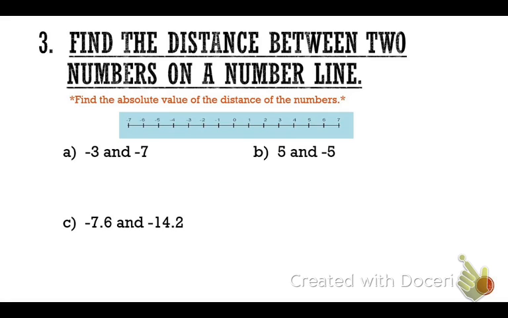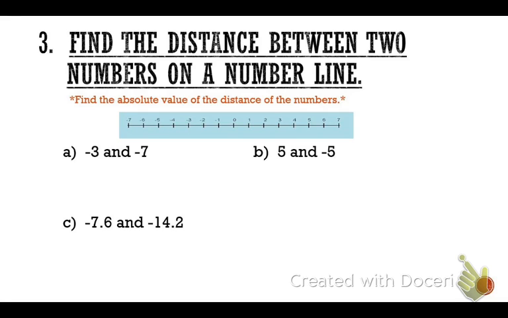It says to find the distance between two numbers on a number line. Find the absolute value of the distance of the numbers. So that means you cannot have a negative distance. Yesterday on your test, many people tried to tell me that you went -2 miles. You cannot go in a negative way. It just means you ran 2 miles. So let's talk about this right here.